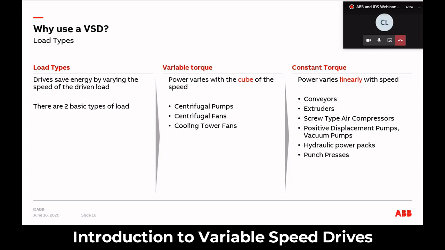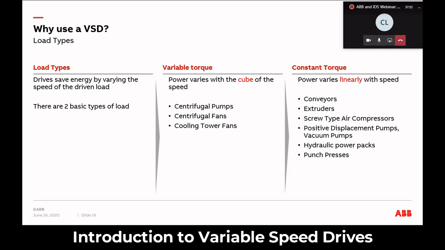So variable torque loads are effectively loads where the power varies with the cube of the speed. As a typical example, we've got things such as centrifugal pumps and fans, cooling tower fans, and to a certain degree, some fairly basic compressors as well are classed as variable torque. Whereas a constant torque is a load where the power itself varies linearly with the speed.